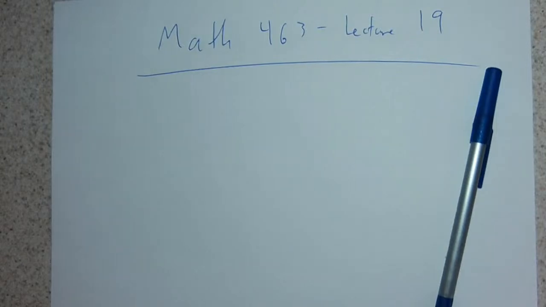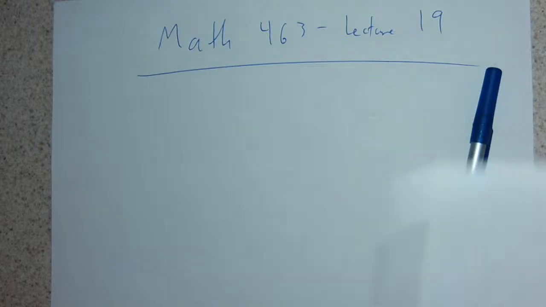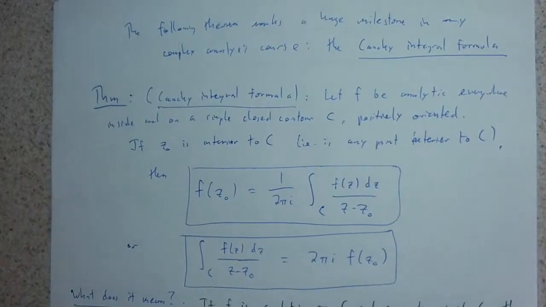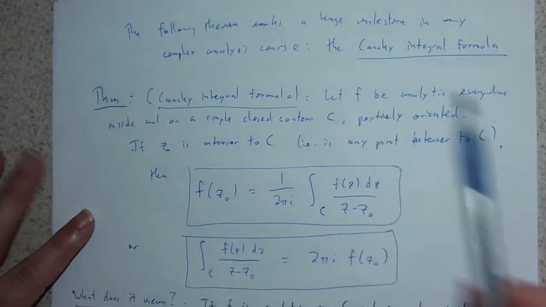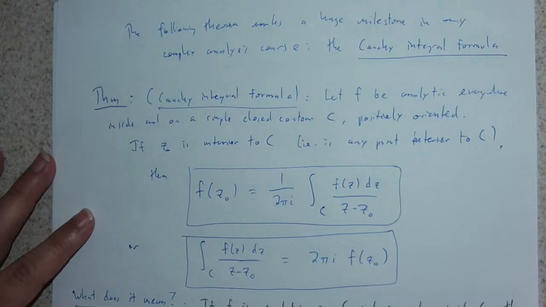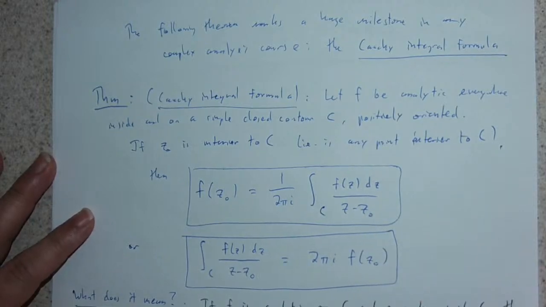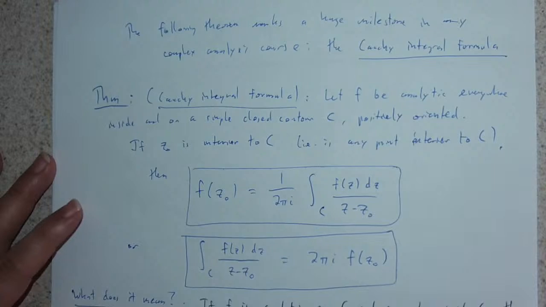So, last time the most important things that we showed were the following. First, there was the Cauchy integral formula, which, just to remind you, meant that if you had a function f that was analytic everywhere inside and on a simple closed contour C, positively oriented, then at any interior point z naught, I can compute the value of the function in terms of this contour integral of f over z minus z naught, multiplied by the constant 1 over 2 pi i.